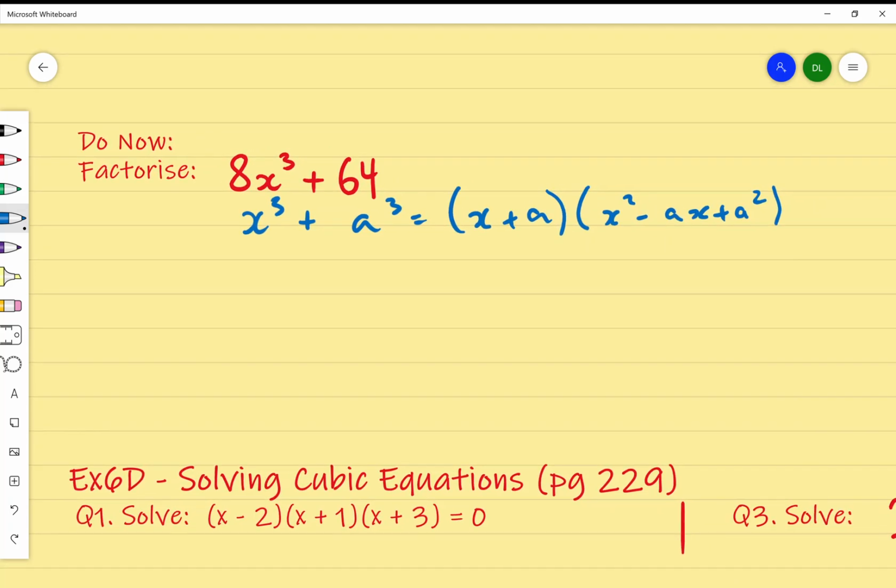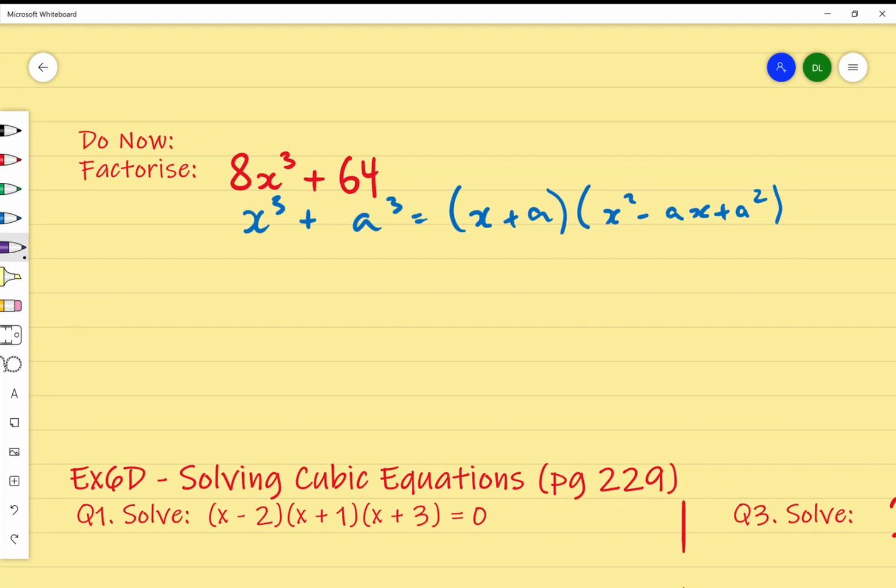So first things first, I want to go ahead and identify what I can make in terms of something all cubed. So I know that if I just do x cubed, that's not going to give me 8x cubed. So what number do I have to put in here to get 8x cubed? 2. Easy. So I'm going to rewrite this equation, and instead of writing 8x cubed, I'm going to write 2x all cubed. Do we agree that's the same thing? Awesome. Same thing. What number cubed gives me 64? 4.